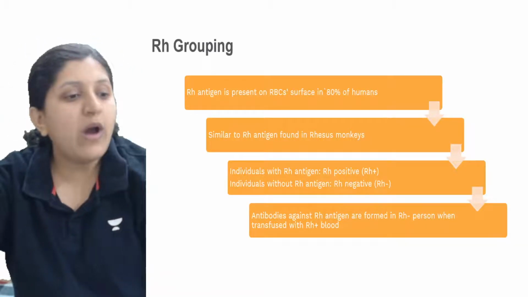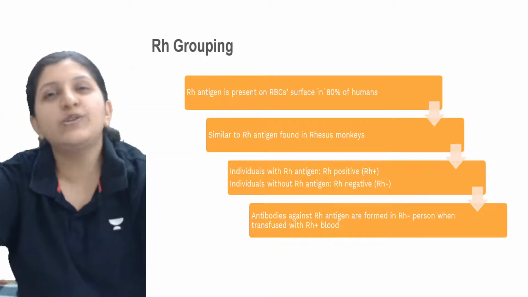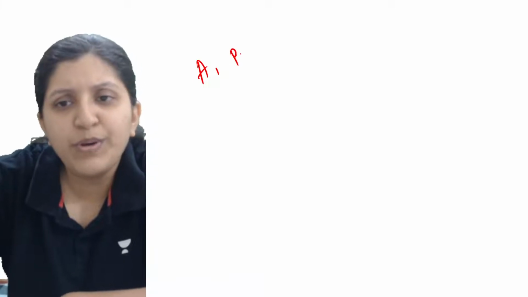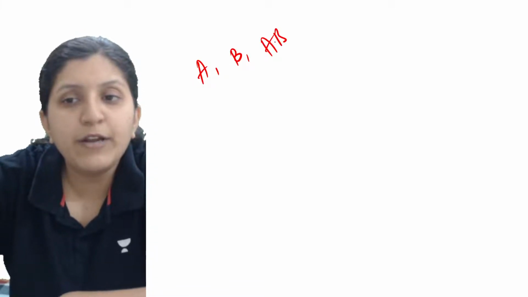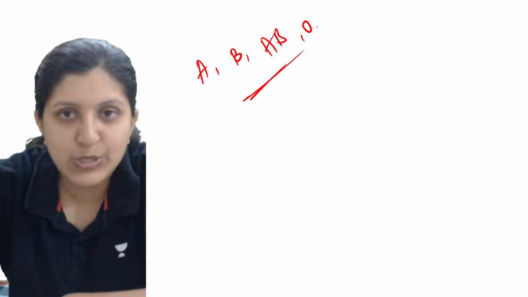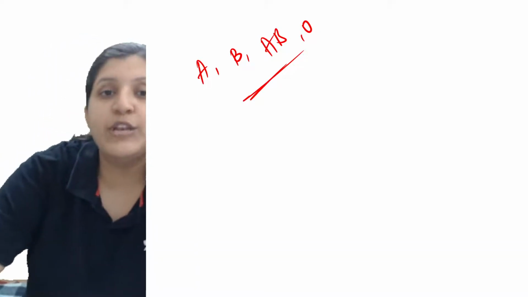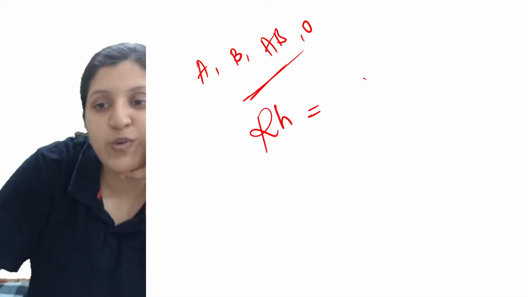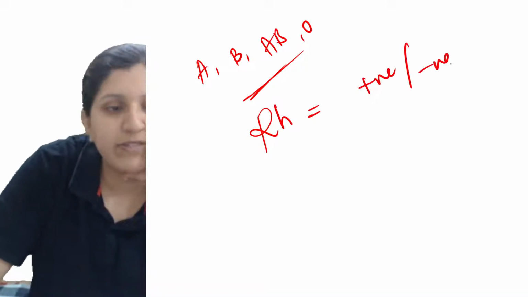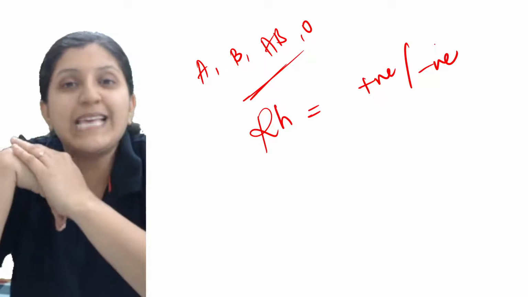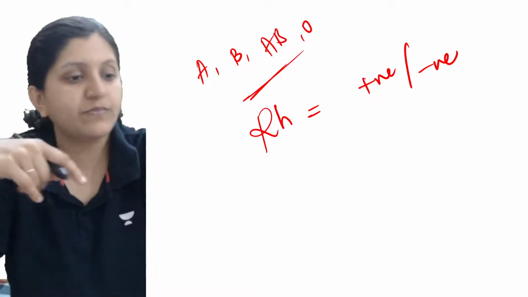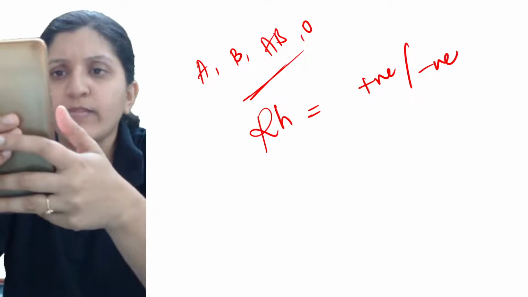Moving on to RH blood grouping. We just discussed ABO blood grouping, that is A blood group, B blood group, AB blood group and O blood group. We just saw that, okay. RH we did not mention anything. When we mention RH, it indicates the positive or the negative that we talk of. So we say there is A positive blood group, A negative blood group.